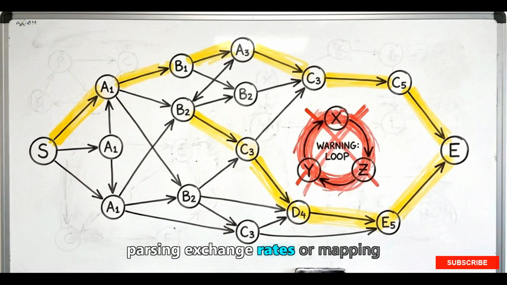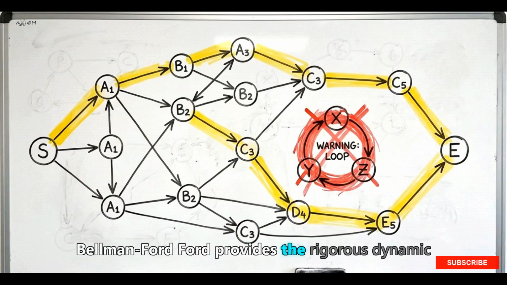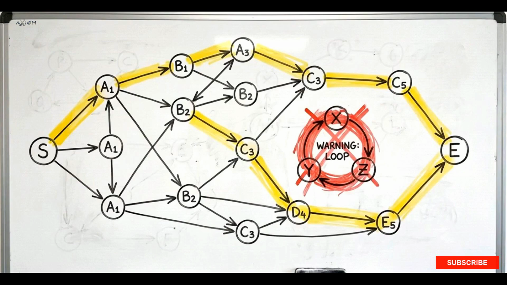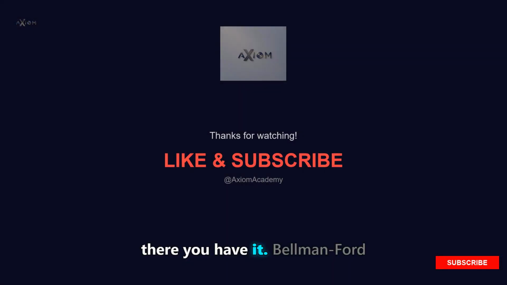Whether parsing exchange rates or mapping physical logistics, systems that rely on negative variables require a method capable of viewing the entire structure at once. Bellman-Ford provides the rigorous dynamic programming foundation needed to parse those negative variables, calculate the true optimal path, and prevent catastrophic failures.